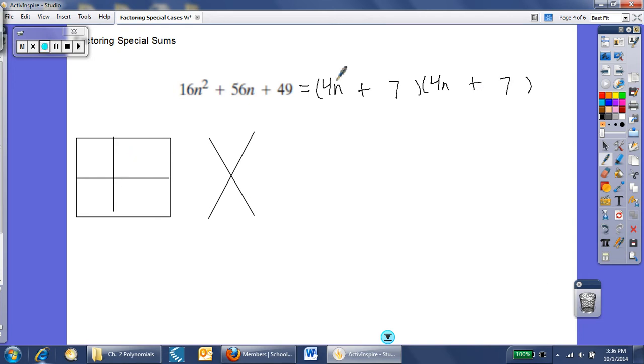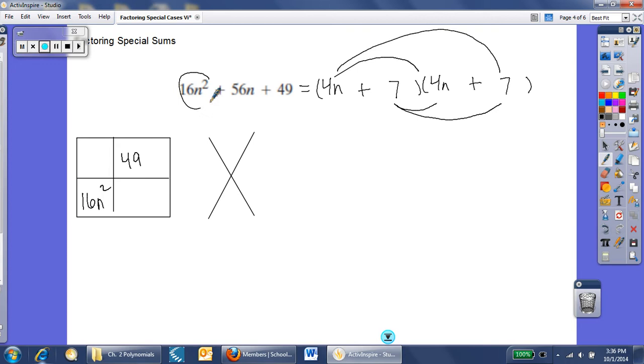If you want to check, you can FOIL this out and check that when we do this, we end up getting exactly what we started with. If you want to double check and make sure we did the correct part here, I'll show you. So we can put 16n squared and 49. That's the first and the last terms in the boxes. The middle, 56n, is the sum, and that goes here.